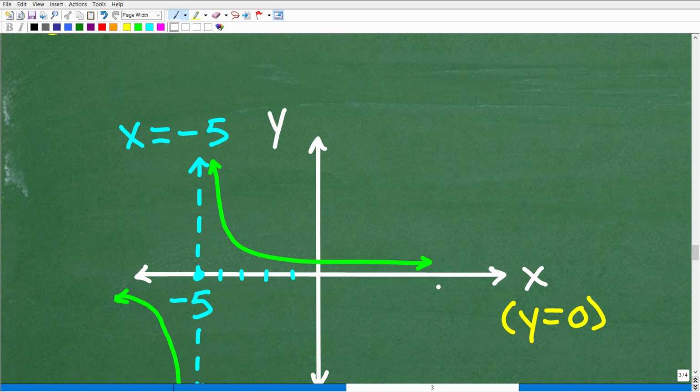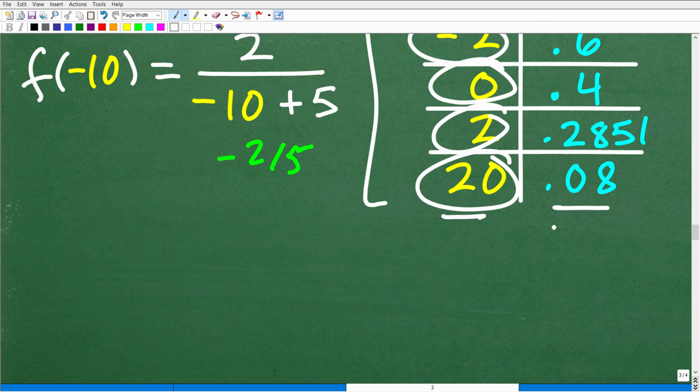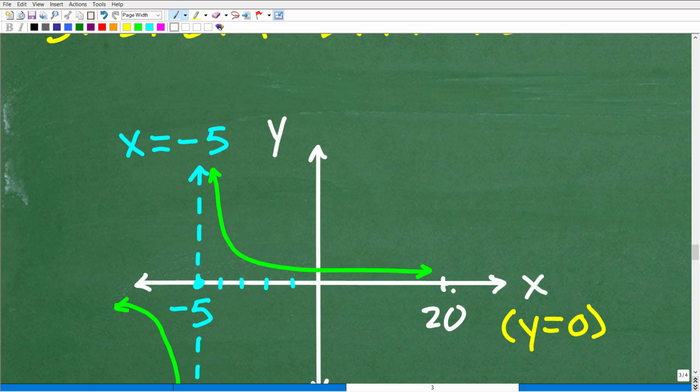So like way over here when x was 20, right? I think I had that on my table. So when x is 20, y is 0.08. So way out there on the positive x-axis, 20, y is 0.08. It's very, very small, right? So this indicates that this branch is getting really, really close to the x-axis.